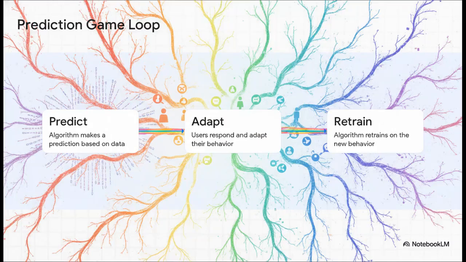We call this the evolutionary prediction game loop, and it works like this. Step 1, the algorithm makes a prediction. Step 2, the users see that prediction and adapt their behavior. Maybe they post more or invite their friends. Step 3, the algorithm immediately retrains on that brand new behavior. It is a continuous, never-ending campaign. The algorithm is actively running natural selection on its user base, deciding which human behaviors thrive and which ones go extinct.